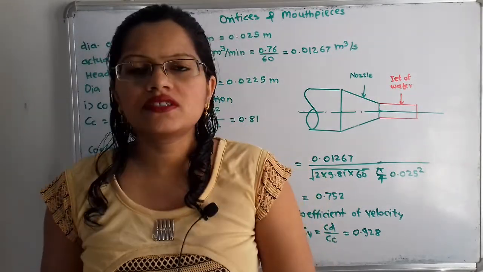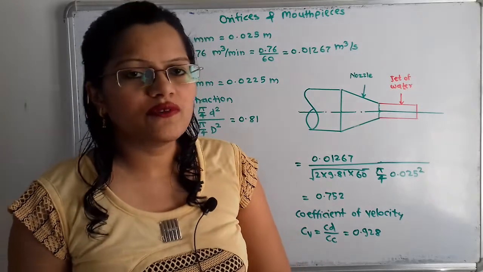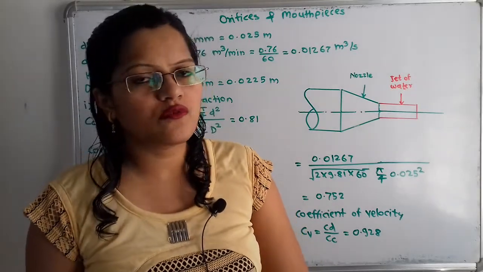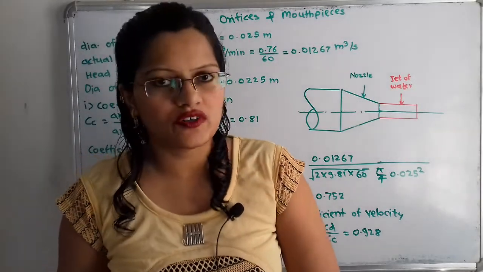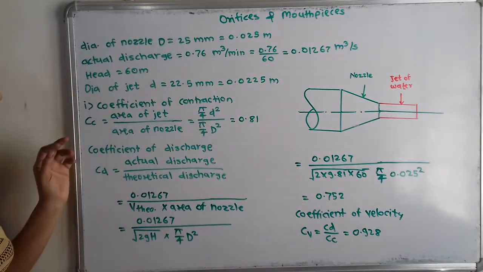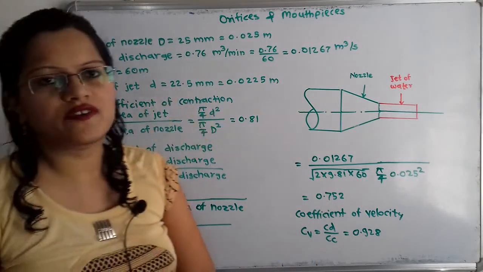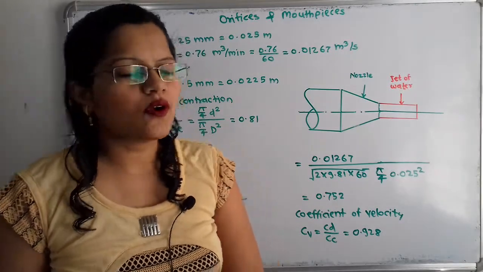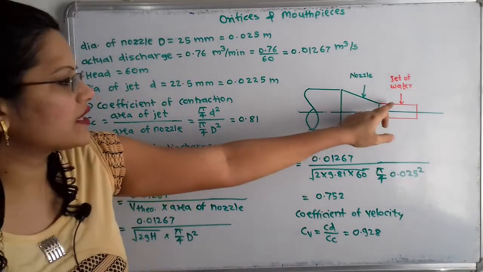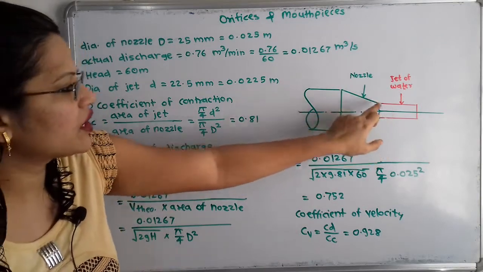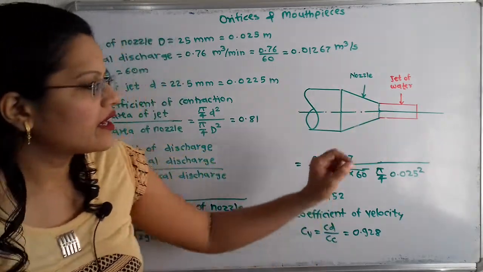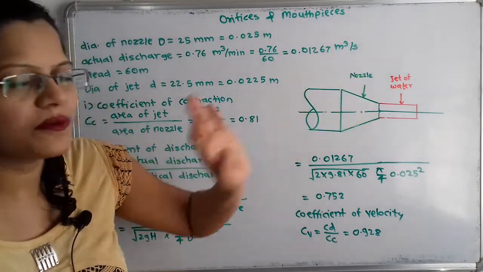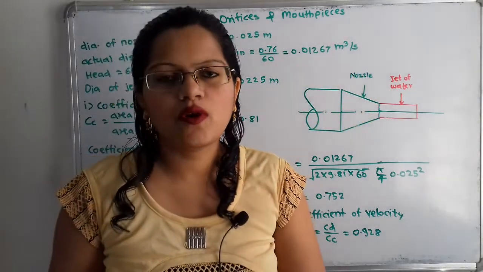Now we will first calculate the coefficient of discharge, coefficient of velocity and coefficient of contraction. So we will move on to the coefficient of contraction first. How to calculate it? The coefficient of contraction is the ratio of the area of the jet divided by the area of the nozzle. Here the diameters of the jet and the nozzle are different. So what is the area?